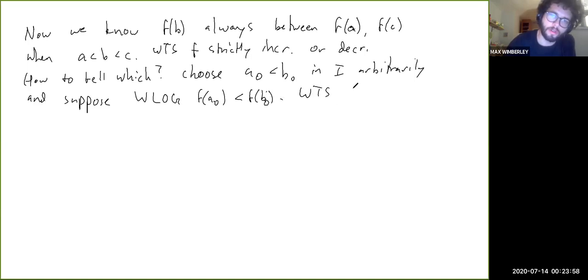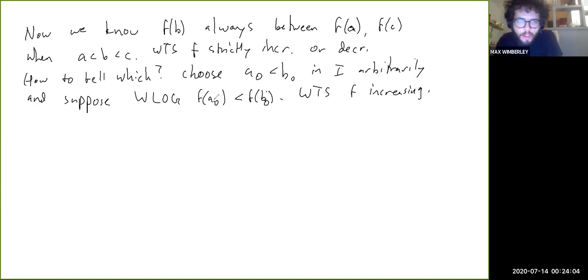Then we want to show that f is increasing, strictly, of course. So if we test at two values and find that this one's bigger than this one, that means f should be increasing. So we want to actually show that now. Of course, there's another case where f of a naught is greater than f of b naught, but the proof is identical with some inequalities flipped around. So I'm going to just skip that.